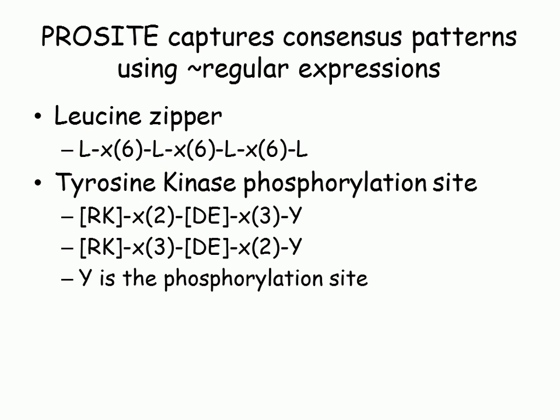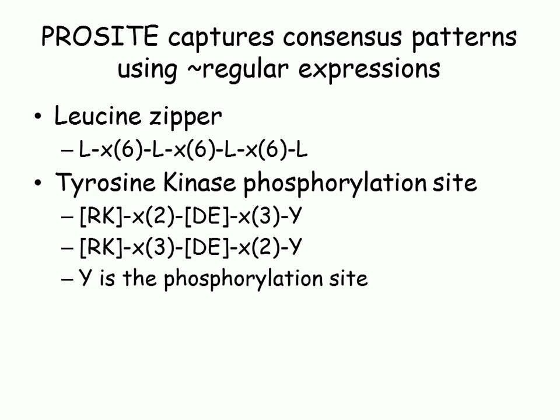In the next example, we have a tyrosine kinase phosphorylation site, but now we have multiple options for a location. So an X was any amino acid. In square brackets, if you have two or more amino acids, those are different options you have. So at the first location, we need an R or a K. Okay, so we could have either one of them, followed by any two amino acids, followed by a D or an E, followed by three amino acids, followed by tyrosine, the letter Y.